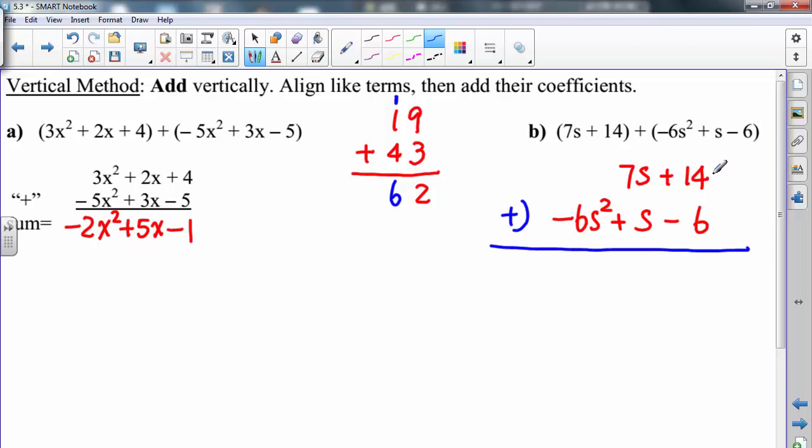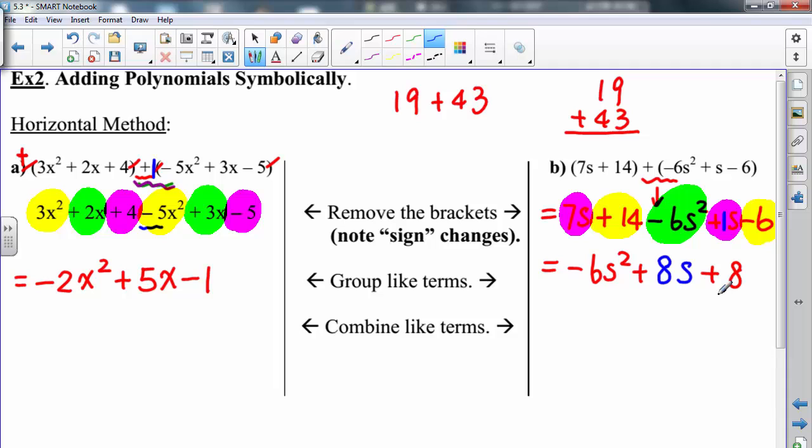Let's start from the constant term. Positive 14 plus negative 6. That's positive 8. 7s plus positive 1s. So we will get plus 8s. Nothing in the first polynomial for s squared. It's just nothing. Nothing plus negative 6s squared is just negative 6s squared. So you can find you will get the same adding result.